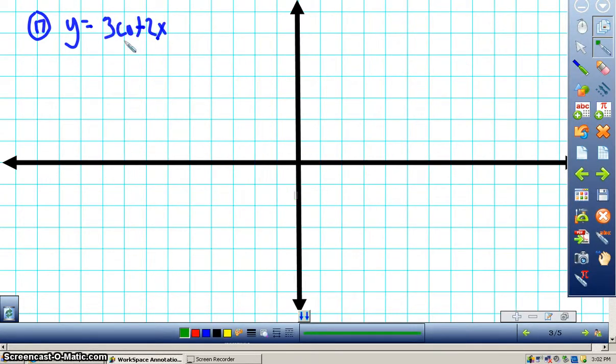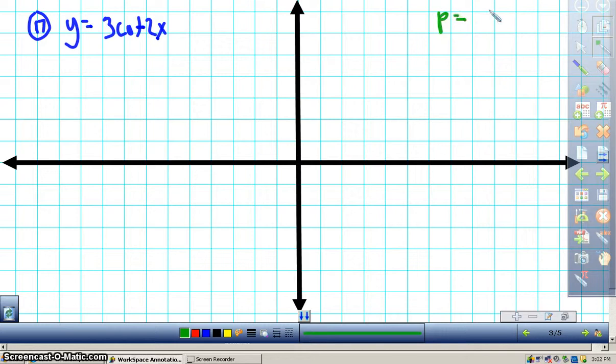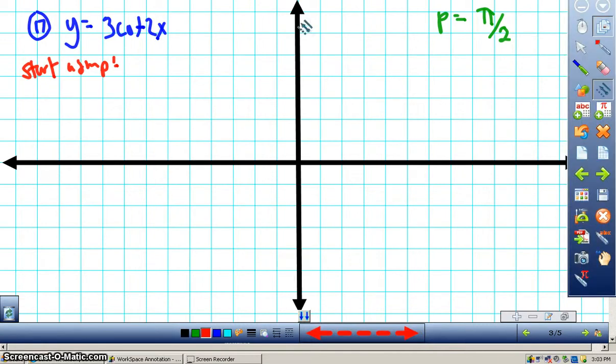Now, this next one has a vertical stretch of 3. So really it looks similar to that first one I did, except the vertical stretch is 3. So the period is pi over 2, because b is 2. Now let's see how that vertical stretch is going to affect this. Anytime you're doing the cotangent graphs, you start with the asymptote, not with the point. And since I don't have a phase shift, the asymptote is going to be directly on the y-axis.